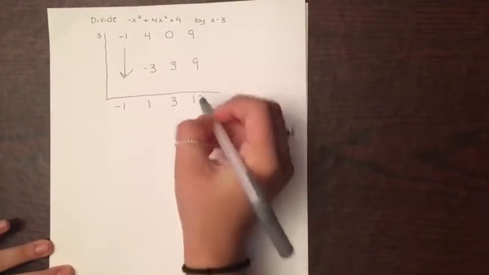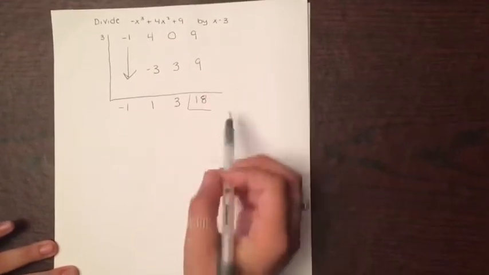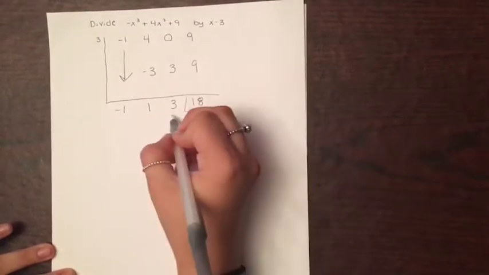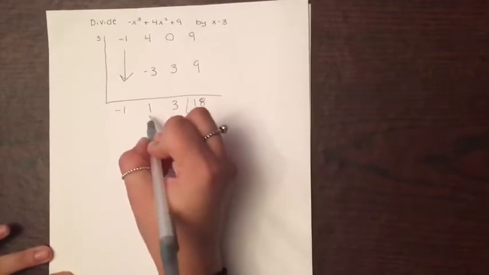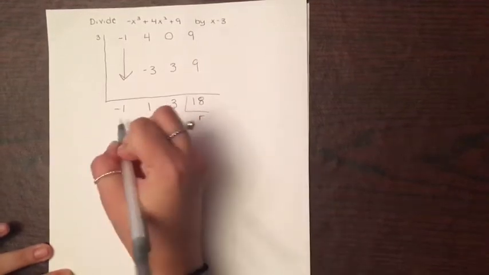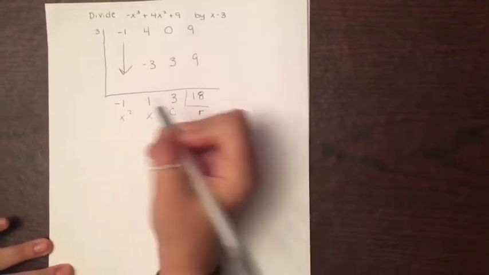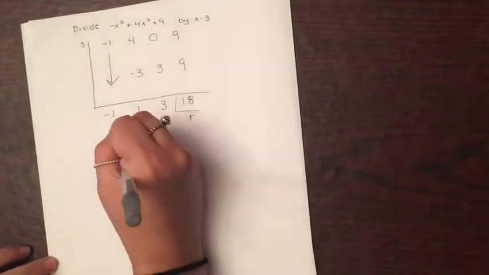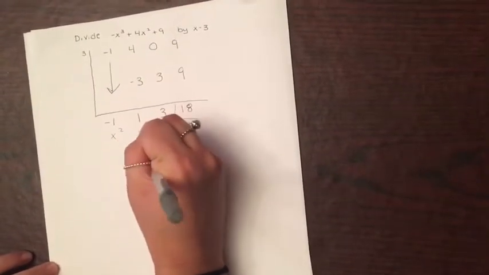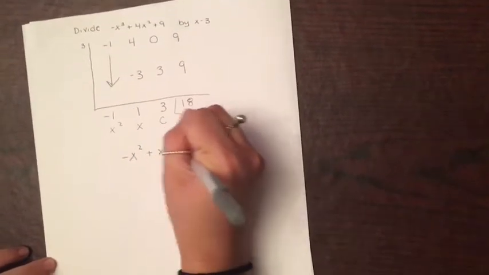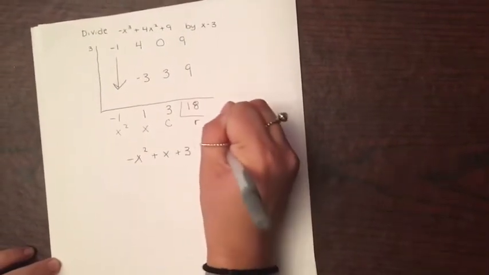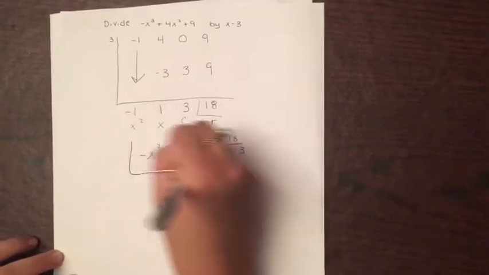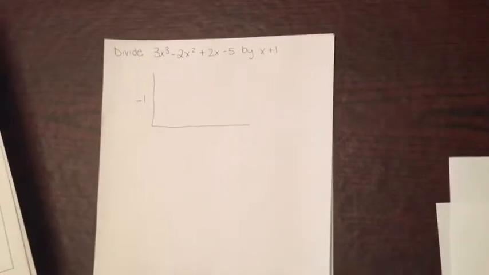So for the equation, this is going to be your remainder since this didn't turn out to be 0. This is your r. This 3 is your constant, 1 is going to be your x to the first power, and -1 is going to be your x to the second power. So then you're going to write out the equation. It's going to be -x squared plus x plus 3 plus 18, which is your remainder, over the divisor, which is x minus 3.